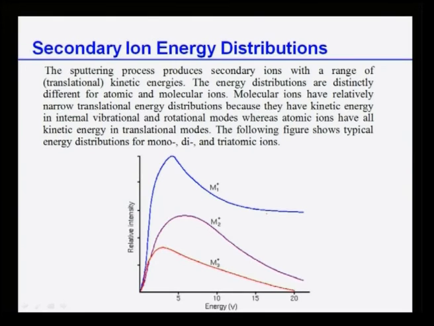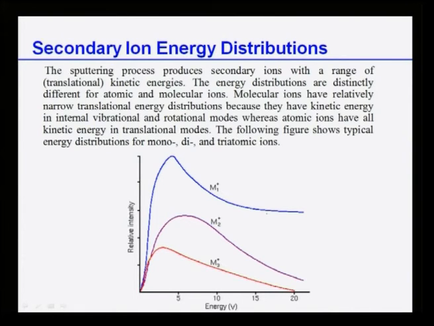Energy distributions are distinctly different for atomic and molecular ions. Molecular ions always have a relatively narrow kinetic energy distribution, because the kinetic energy is in the internal vibrational and rotational modes, whereas atomic ions have kinetic energy in translational modes. So, this figure is showing us mono-, di- and triatomic ions.